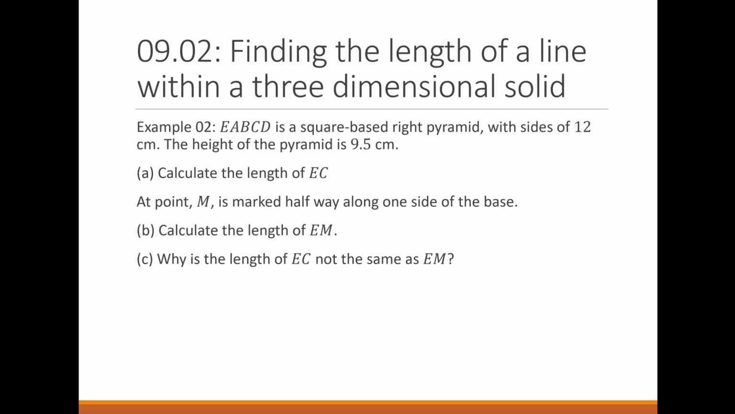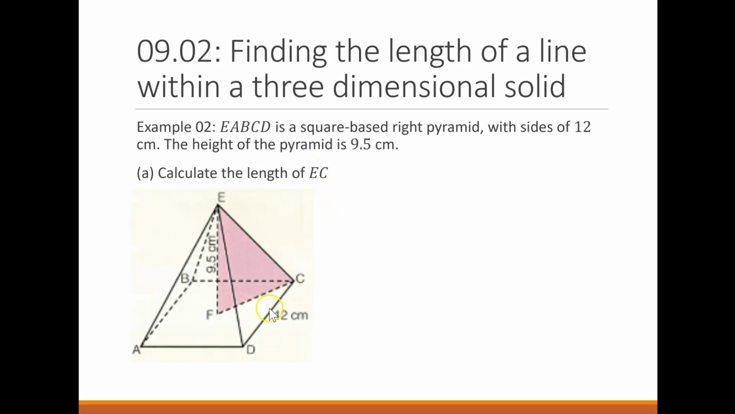So this one's a little bit more involved. It says that EABCD is a square-based right pyramid with sides 12 centimeters. So it's talking about the sides of the square base being 12 centimeters. And the height of the pyramid is 9.5 centimeters. We're going to calculate the length of EC. So here's my square-based pyramid. The apex is E here.